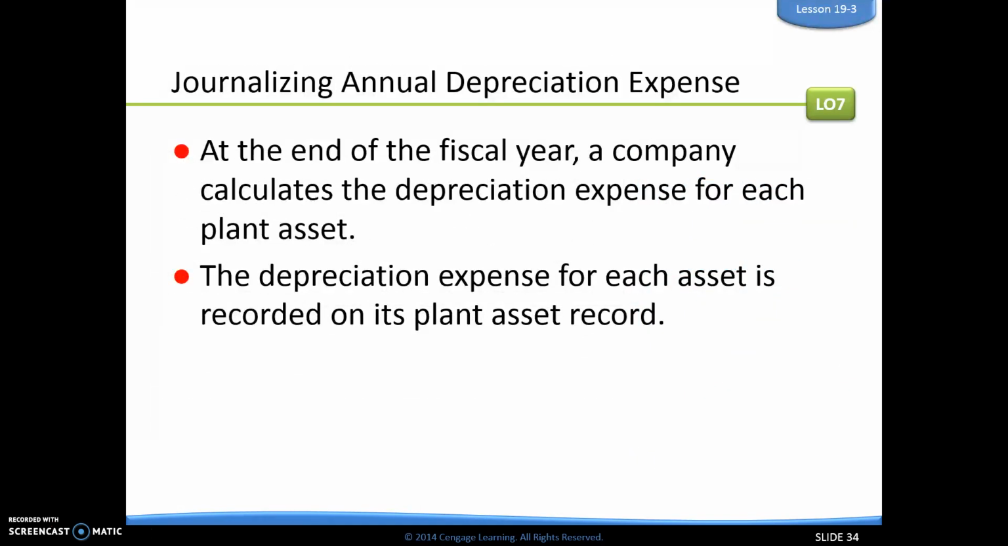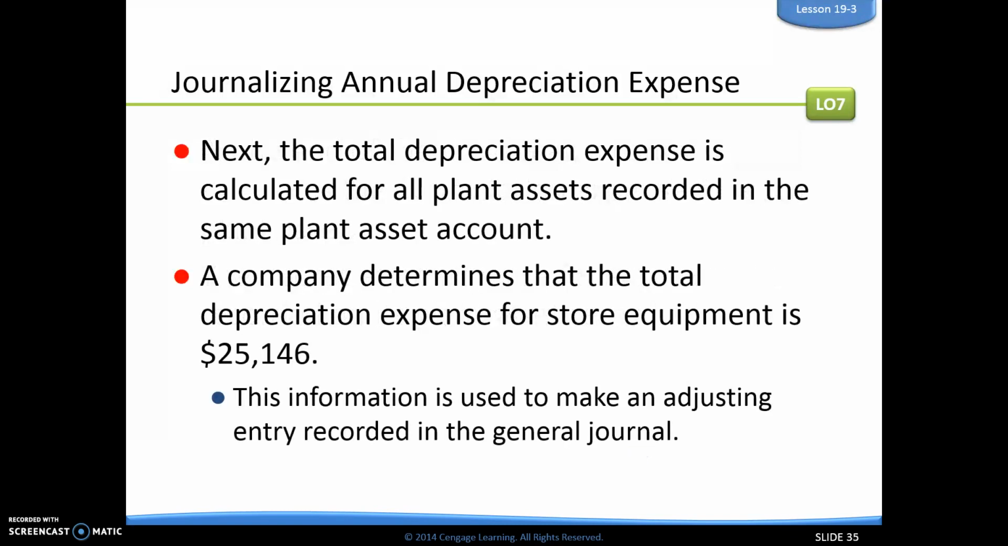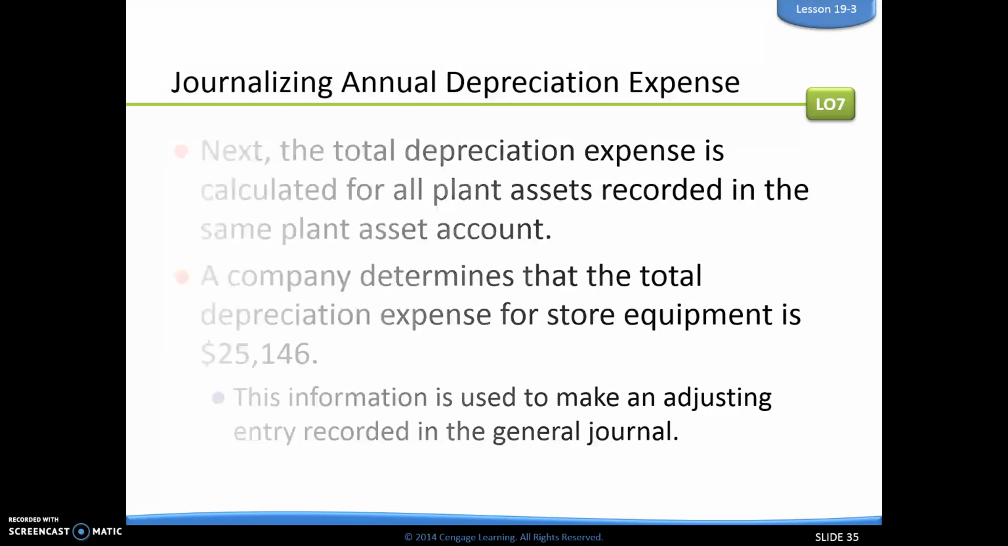So at the end of the fiscal year, the company calculates the depreciation expense for each specific plant asset. And then that depreciation expense gets recorded on the plant asset record that I just showed you on the previous slide. Then what we need to make sure that we do is we total up all of our depreciation expense for all of our plant assets. And then what we end up doing is making an adjusting entry in our general journal. So an example says that a company determines that the total depreciation expense for its store equipment was $25,146.